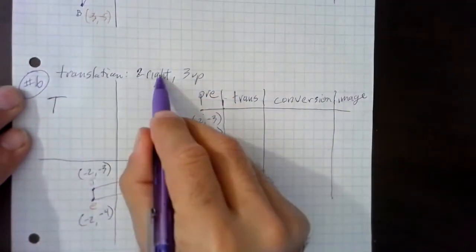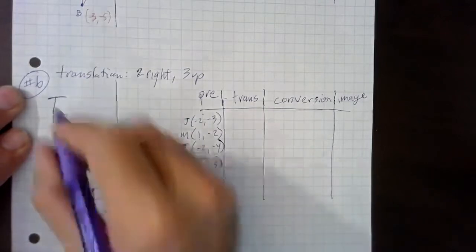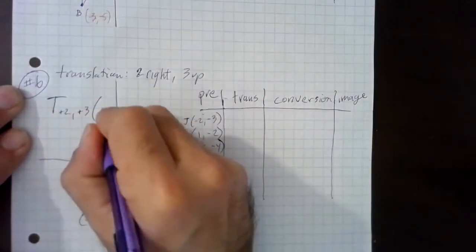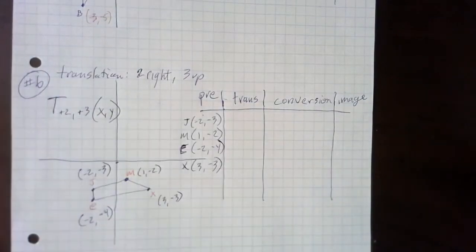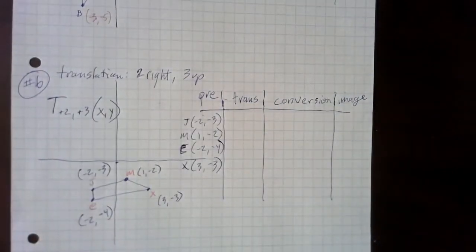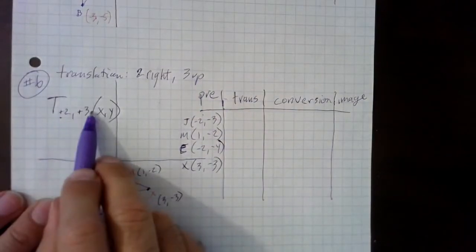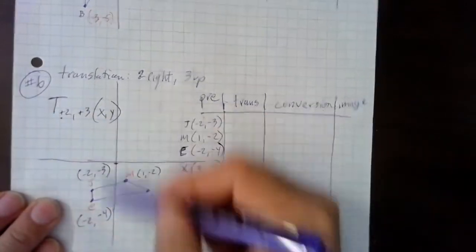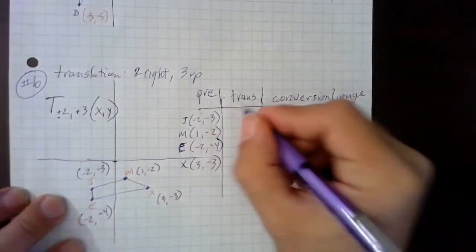The translation is right 2, which means to the right is +2, and up 3, which is +3. So this is the translation I'm going to be applying. Right 2, 3 up. Remember, this applies to the X, that applies to the Y. Right, side to side, is talking about the X. Up 3 is talking about Y. So these are the translations I'm going to do.